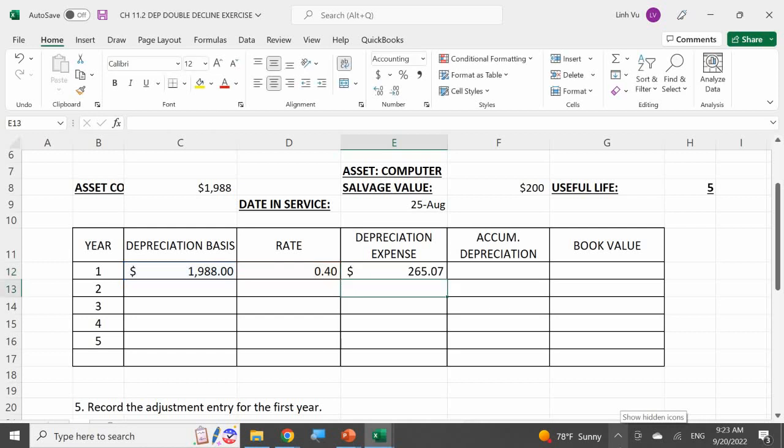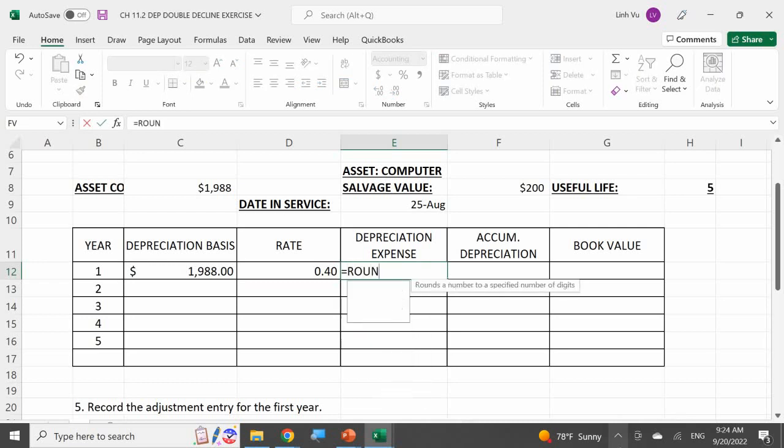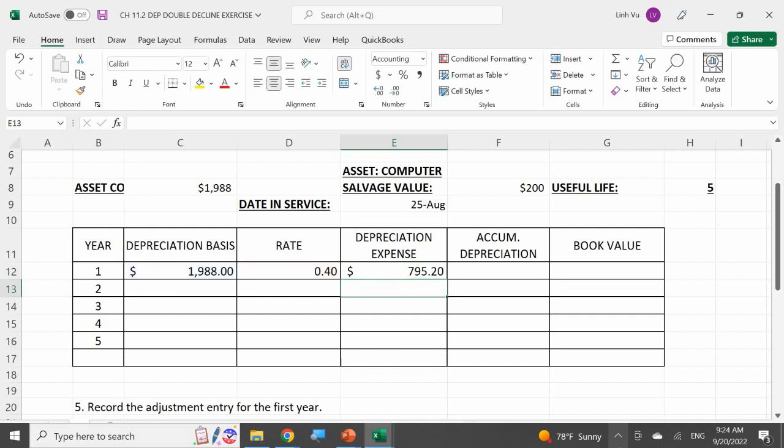No. Okay. How did I get $265.02? Well, that's what I'm trying to say. So in this case, let's redo the whole thing again. If I know my entire year for depreciating my asset is going to give me $795.20, right? Okay.